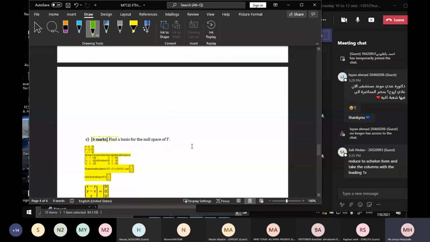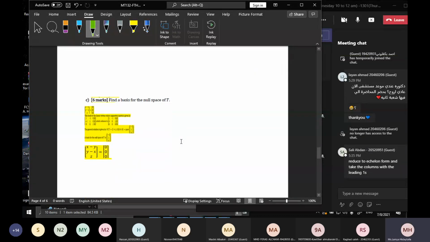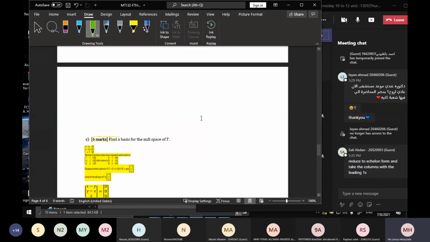Any question for now? Okay. Find the basis for the null space of T. Before, we knew what the range is. Now, what is the null space?